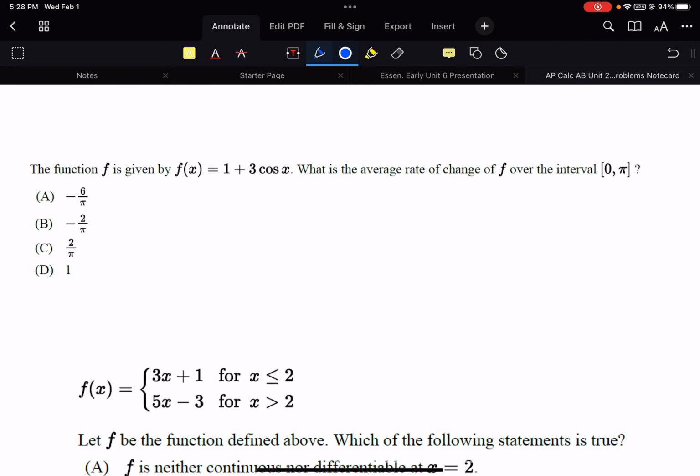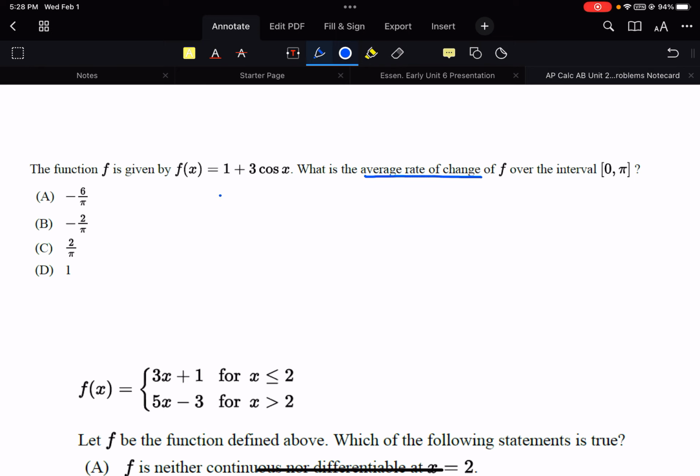All right. The function f is given by f of x equals 1 plus 3 cosine of x. What's the average rate of change of f over the interval? Now notice it's asking for average rate of change. This is not actually a calculus problem, right? We know how to do average rate of change without even being in this calculus class at all. So make sure you know what type of change you're trying to find.